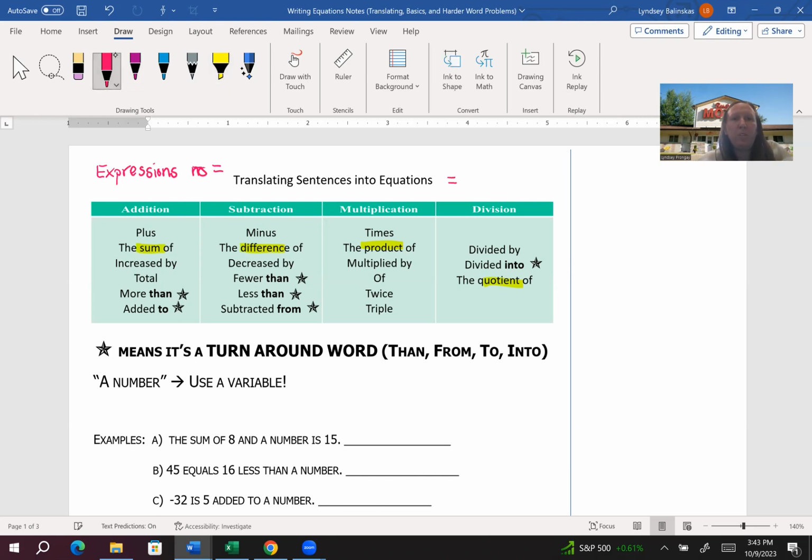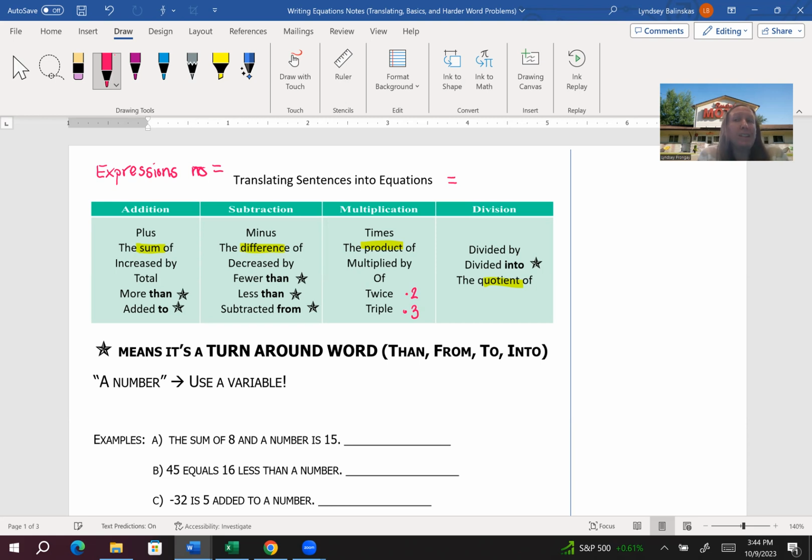We have some specific multiplication ones on there, specifically twice, which is when you're multiplying something by 2, and triple was when you're multiplying something by 3. Now, a couple of them also have some stars there, and those are what I like to call our turnaround words. Our turnaround words contain the words than, from, to, or into. Repeat that to yourself like a mantra. You need to know those 4 things because while most of these will go in whatever order the sentence kind of goes in, those turnaround words are going to tell us when we need to flip some things around. So those 4 words are pretty important here.